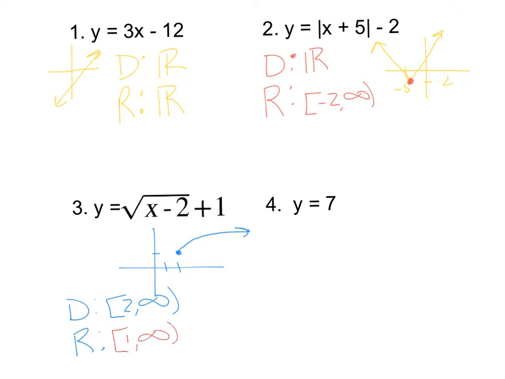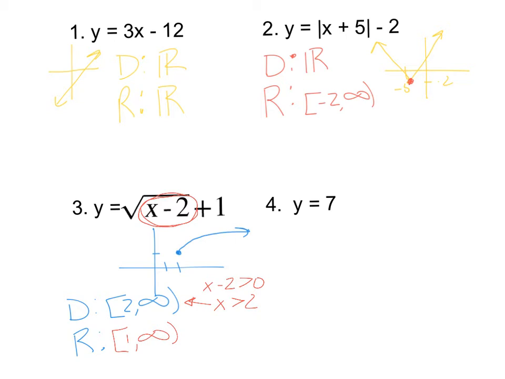Another way of thinking about the domain here, we're only dealing with real numbers. You can't have a negative under the square root, so it's really just, when is x minus 2 greater than or equal to 0? x is greater than or equal to 2, which is just the inequality that goes with this. Okay, so that's the other way to think about it.